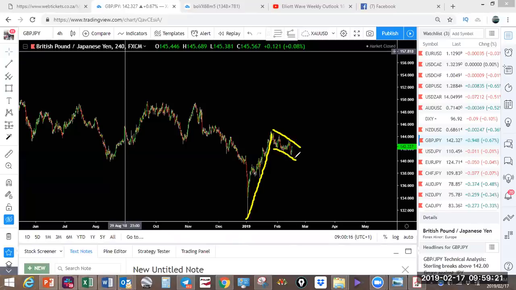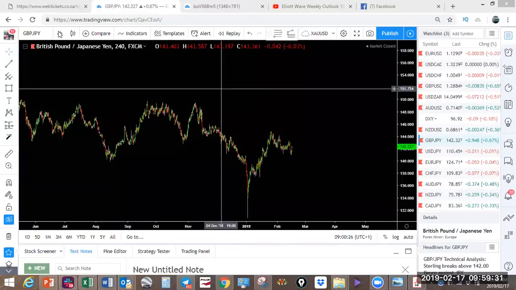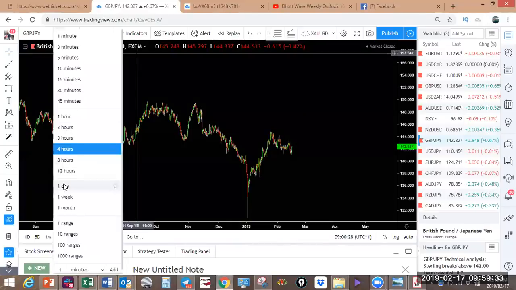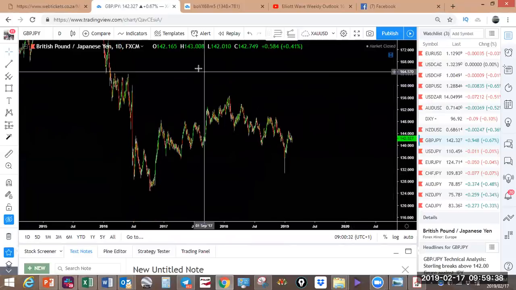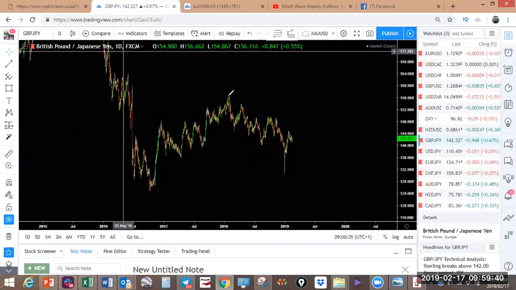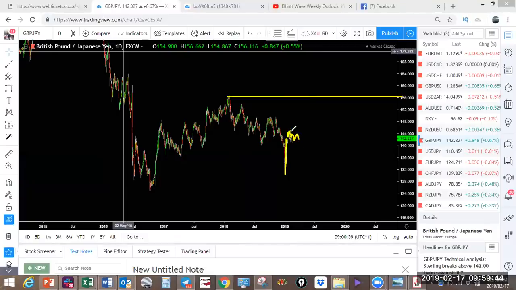So after this corrective structure, a break and correction above this is going all the way up. It may not go in a straight line, but we will see that 156. Why do I want us to see that 156? Is because of this. Go to the daily, you will see that the structure is looking quite upside there. So we're looking for it to retest at least this level again.